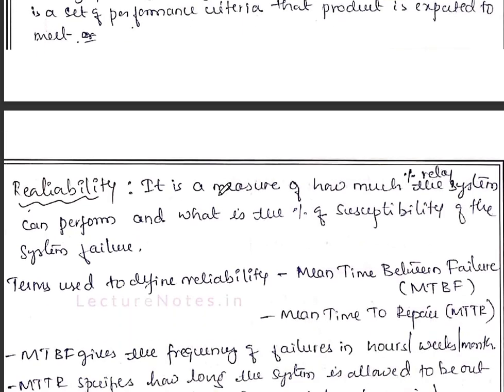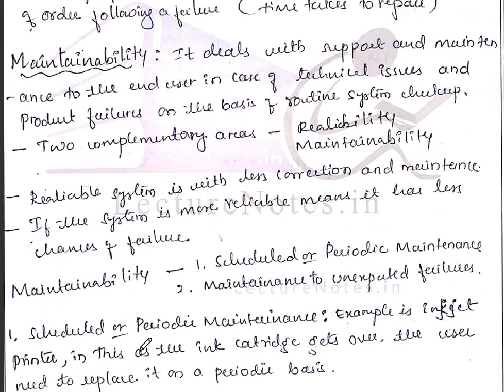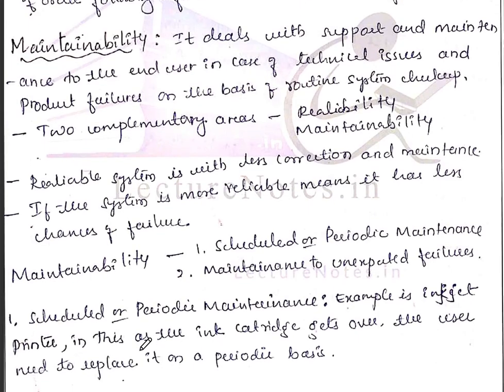And next one will be reliability. Reliability is the measure of how much the system can perform and what is its susceptibility to failure. Here we will discuss two terms, that is MTBF, which means mean time between failure, and MTTR, which means mean time to repair. Mean time between failure is the frequency of failures in hours or weeks or months, whereas mean time to repair specifies how long the system is allowed to be out of order following a failure.